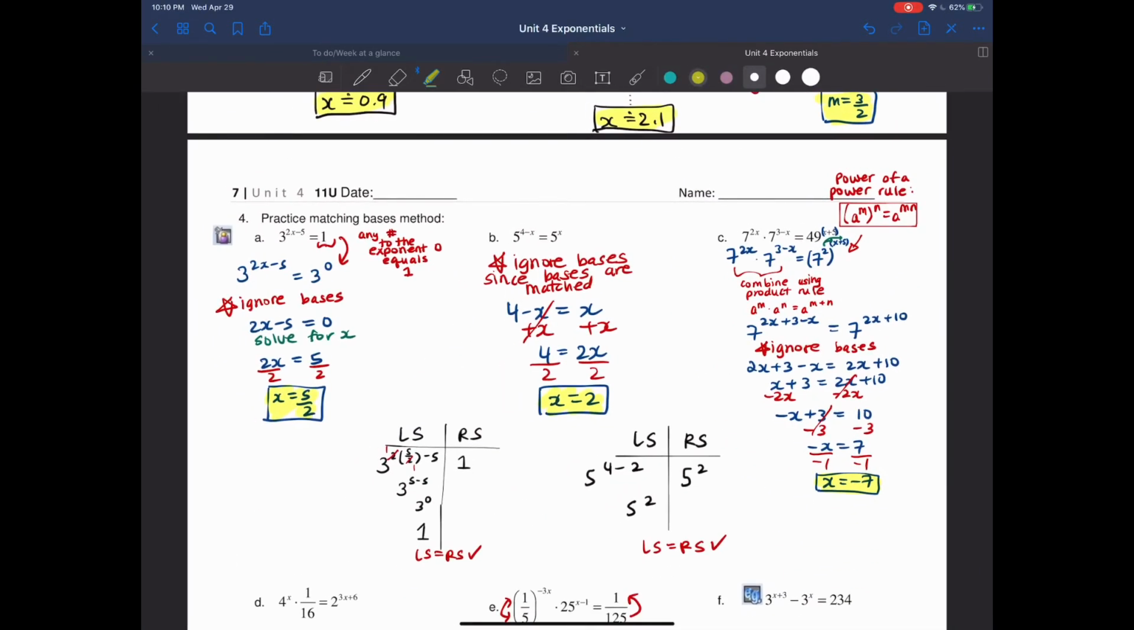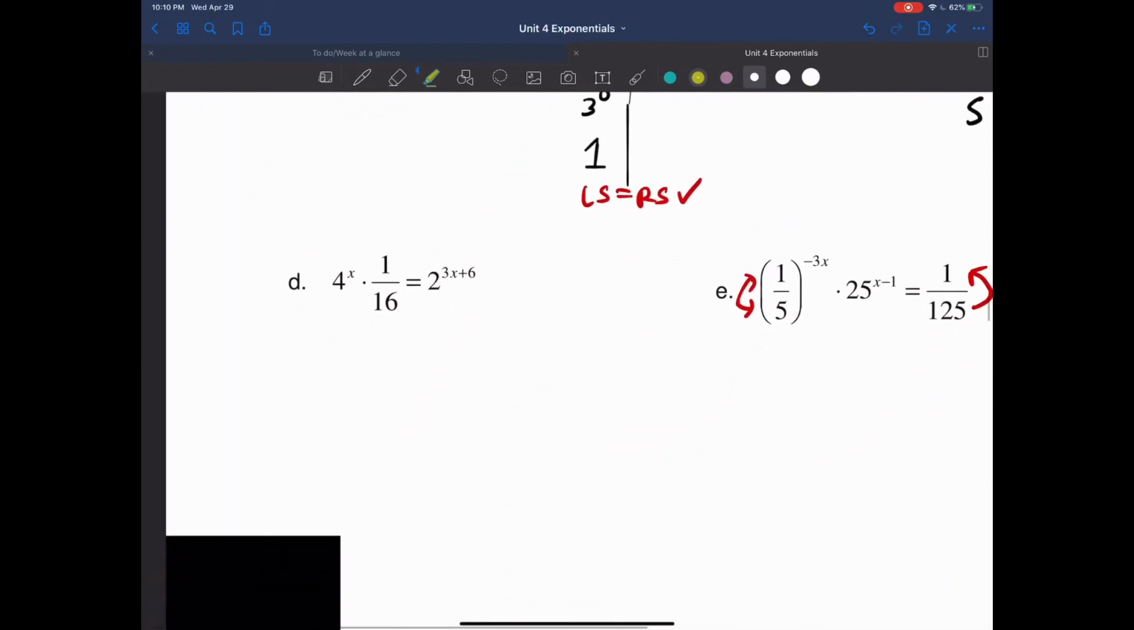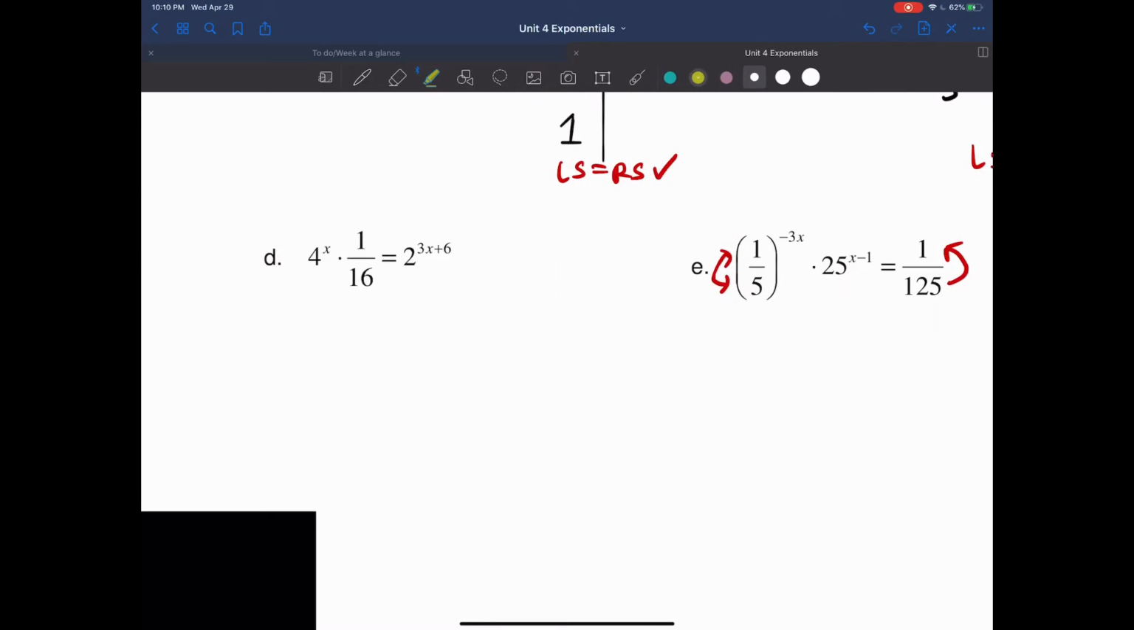So that's question C. Question D, we have the following. So we're seeing a lot of things now. We are seeing different bases, and it could look potentially hard. So the first thing I need to note is that with these two parts, I can't reduce, I can't do 4 divided by 16 because the bases are different.